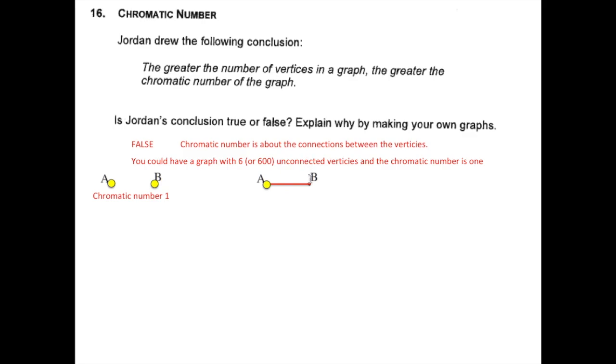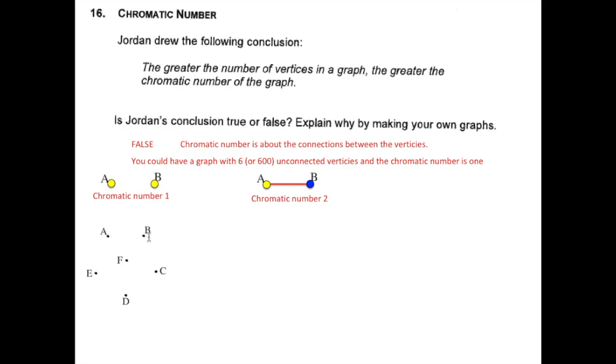If the A is yellow, the B can't be yellow because they're connected, so I'm going to make that a different color, blue. This chromatic number would be 2. It doesn't prove or disprove our theory, but what it shows is that I have a greater chromatic number without changing the number of vertices. Let's change the number of vertices and see what happens.